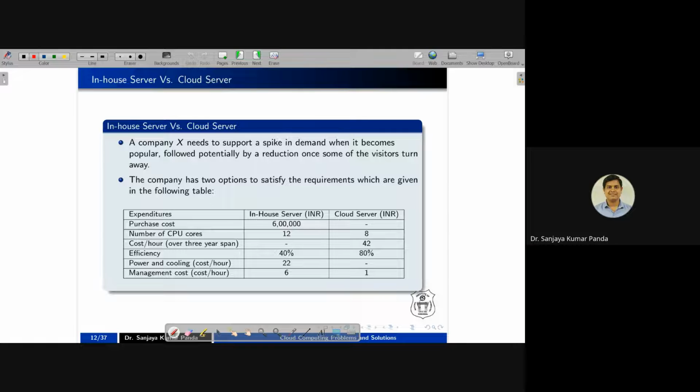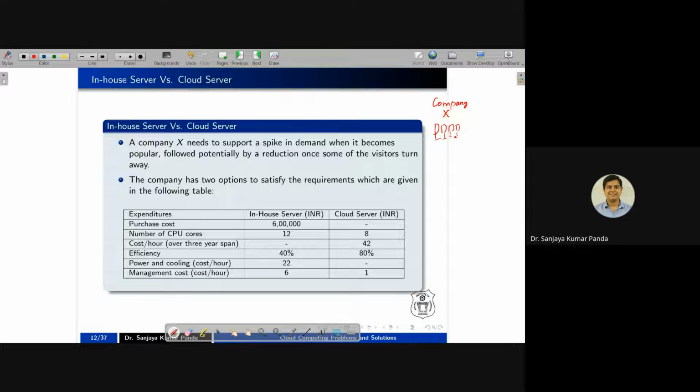Now I'll tell you another type of problem which we usually solve in cloud, called the in-house server versus cloud server problem. Whether to go for an in-house server or to go for a cloud server. Let us consider again the same company, company X. Company X maintains its own infrastructure.